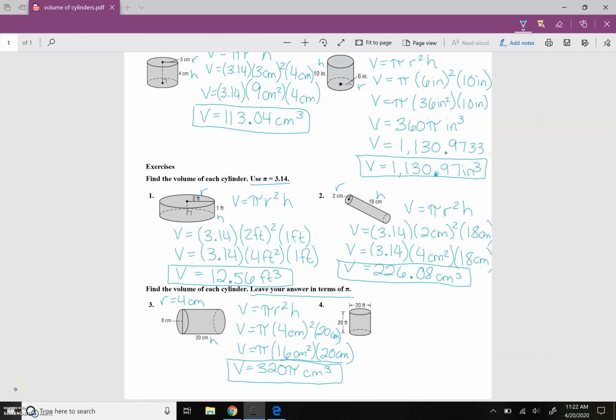Now for number 4, same thing. We'll start with our equation, pi r squared times the height. And again, we have a diameter this time. The 20 feet goes all the way across, so our radius would be half of that. Our radius would be 10 feet. And our height is 20. So plugging these in, leaving pi as pi, just like the directions tell us to do. Our radius now is 10 feet squared, and our height is 20 feet.